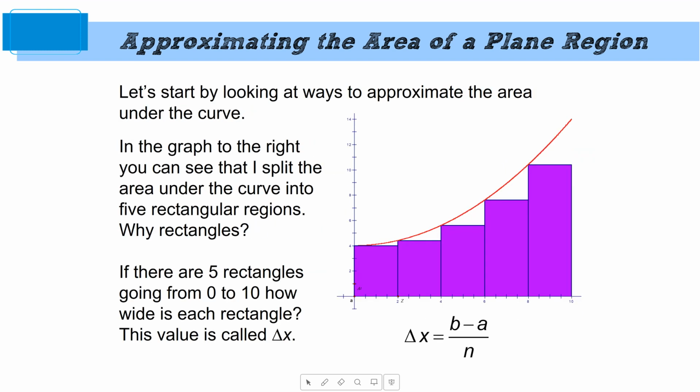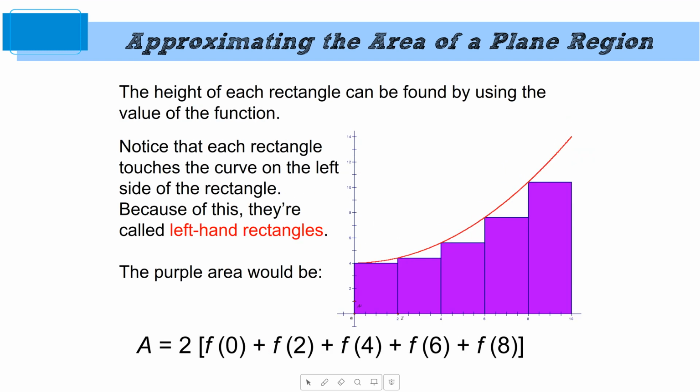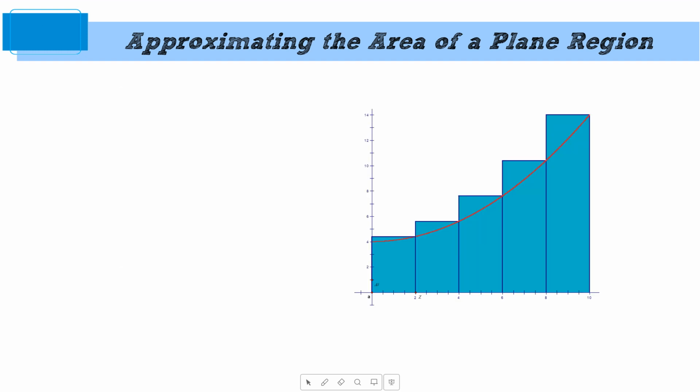So if I go back to the other screen, notice I went 0, 2, 4, 6, 8. For the blue ones, which ones would I use? 8. What's the height of the first rectangle on the left? 4. Instead of the actual value, tell me in terms of f of. This is f of 2 times 2. This is f of 4, f of 6, f of 8, f of 10.